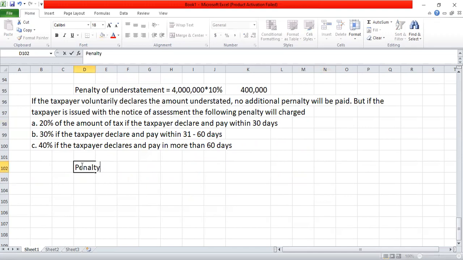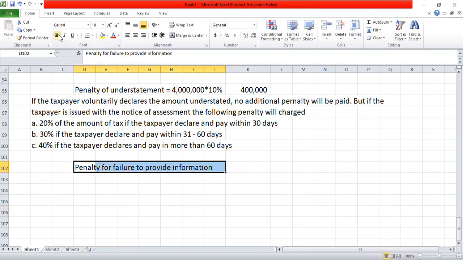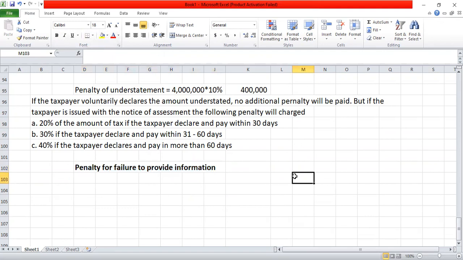Then we also have a penalty for failure to provide information. So if a taxpayer fails to provide information, in that case, the taxpayer will pay a penalty of 5% of the transaction value.